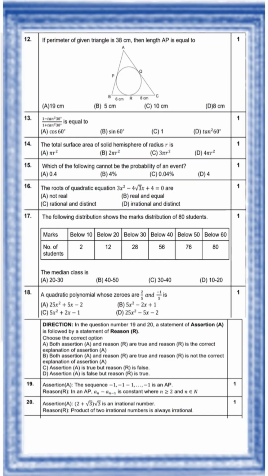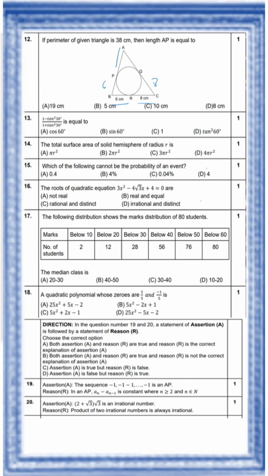If the perimeter of the given triangle is 38 centimeter, then AP is equal to this length. They are asking, if this is 6 centimeter, this is also 6. If this is 8, this is also 8. 6 plus 8 is 14. 14 plus 14 is 28.